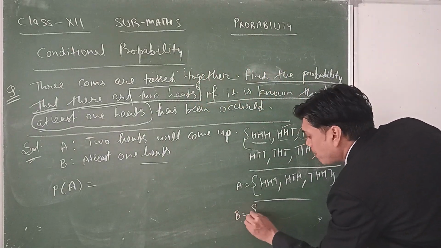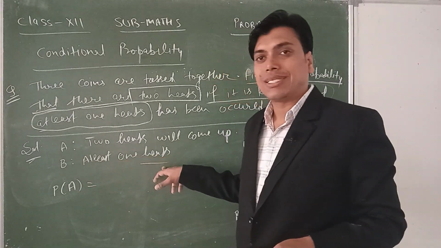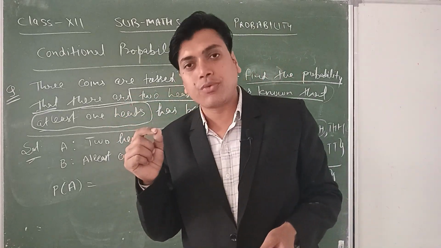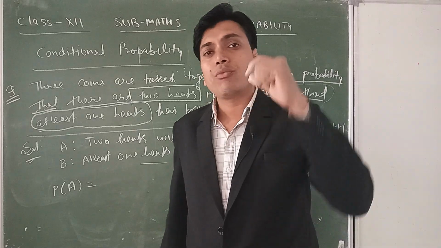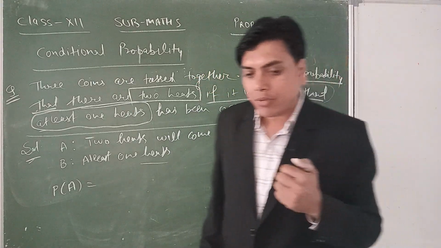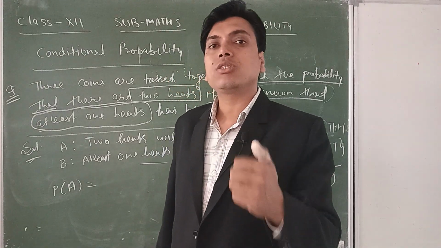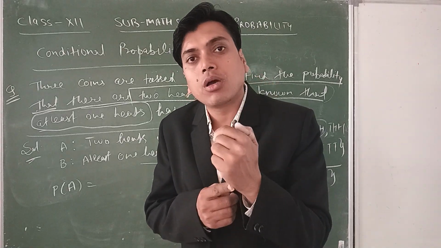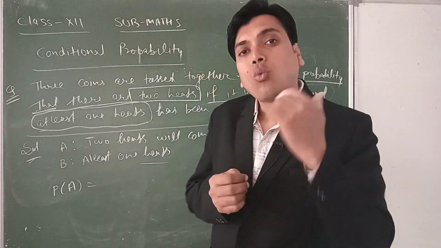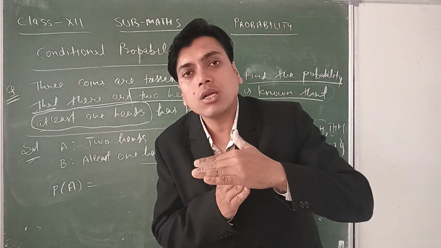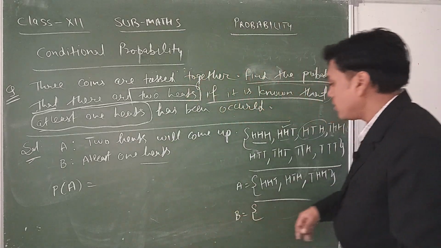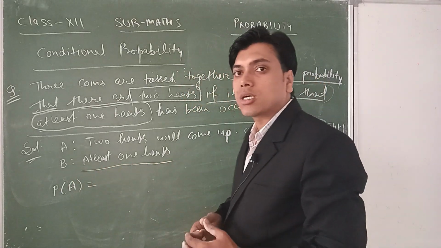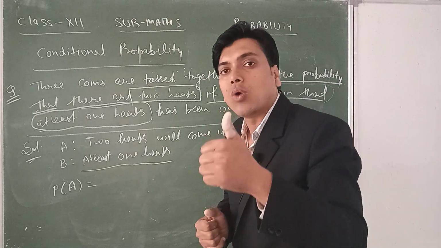Similarly, B: at least one heads comes up. "At least" is a technical word. Whenever you are given "at least one," it means we have that situation at least one time, so it will happen once for sure. One or more than one. So at least one heads means we have to find the possible outcomes in which heads has occurred one or more than one time.